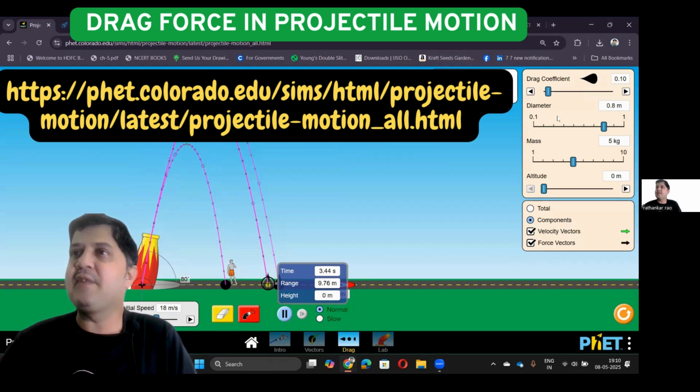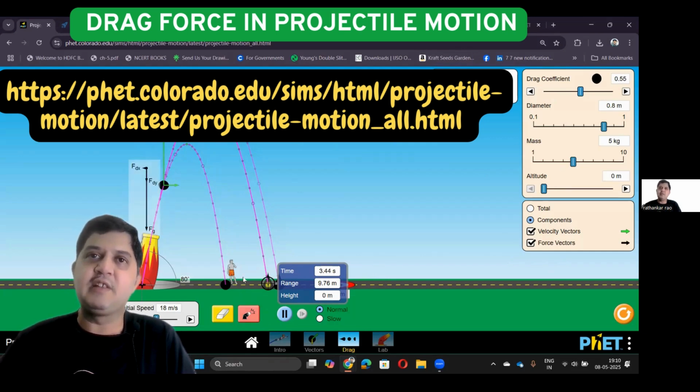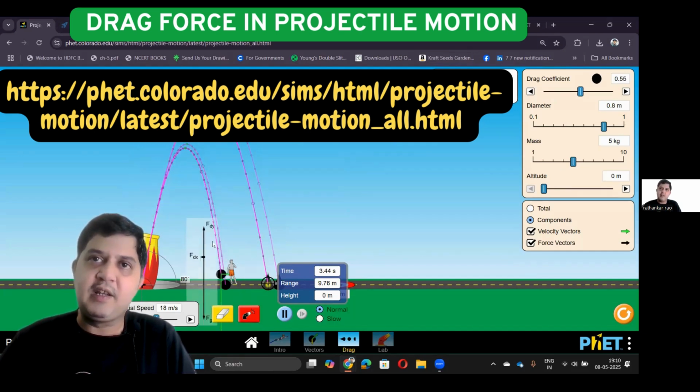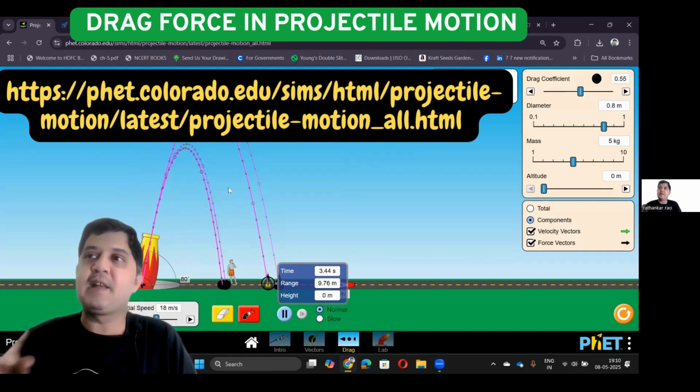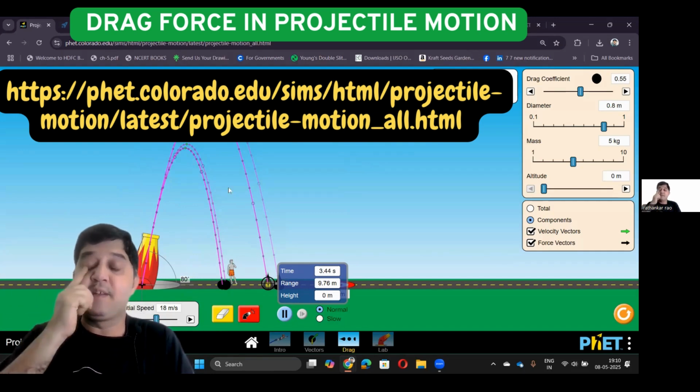See, if it did not have a drag component, let me make this drag component some higher value here. Then you look at the arrows here. See, this component F_D is now changing over here. Sometimes it was higher, sometimes it was lower. So something is changing over here.